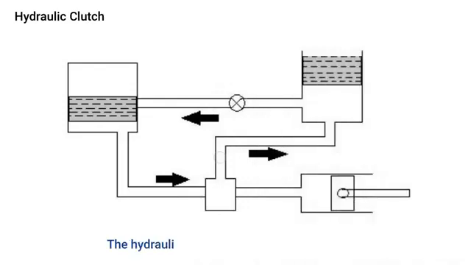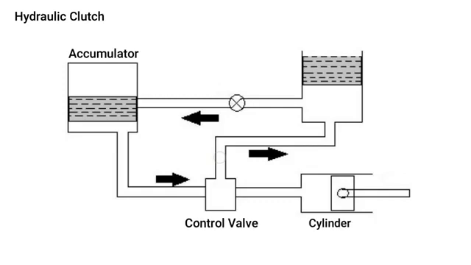Hydraulic clutch. The hydraulic clutch is operated by oil pressure. It has fewer parts than other clutches. It consists of an accumulator, control valve, cylinder with piston, pump, and a reservoir.